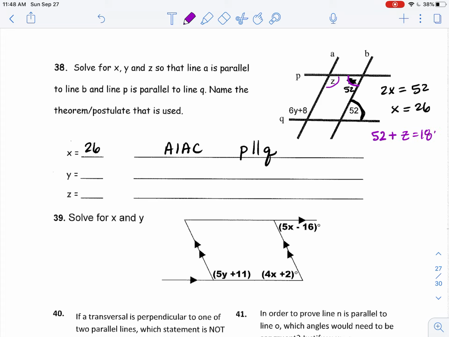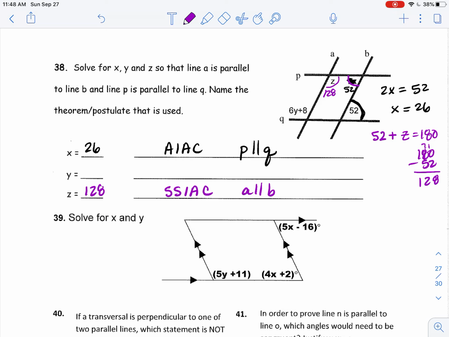Okay, so same side interior angles are supplementary. So 52 plus angle Z is equal to 180. And so subtract 52, so let's see, what's 180 minus 52? Do a little arithmetic. That's 8, and how about 128? So angle Z is 128. And those same side interior angle converse is going to prove that A is parallel to B.